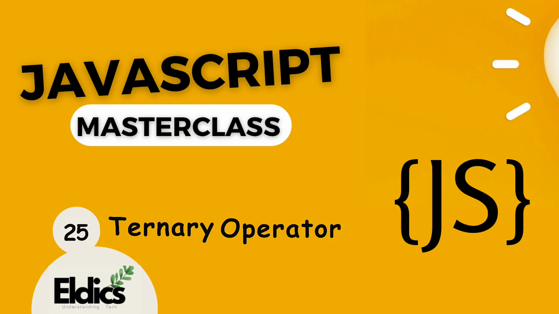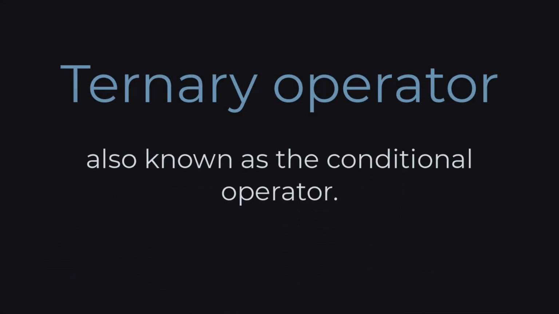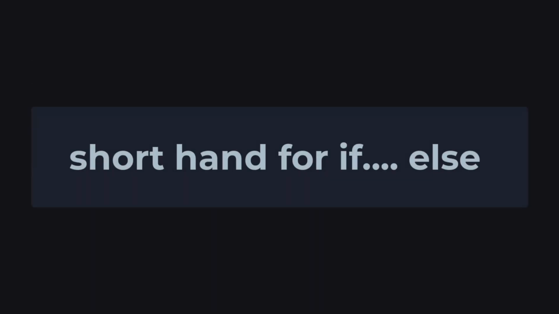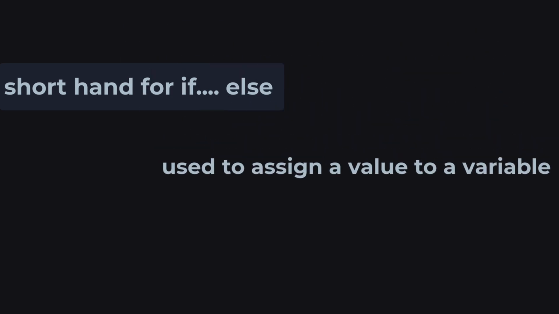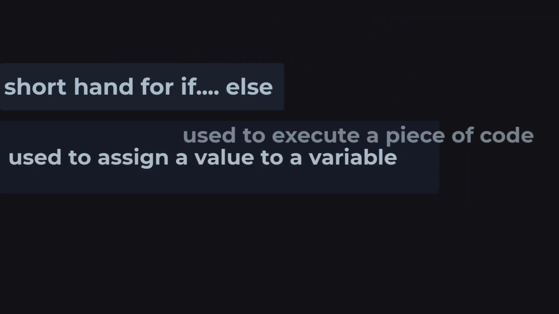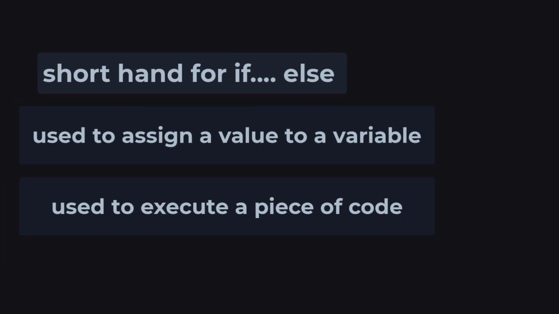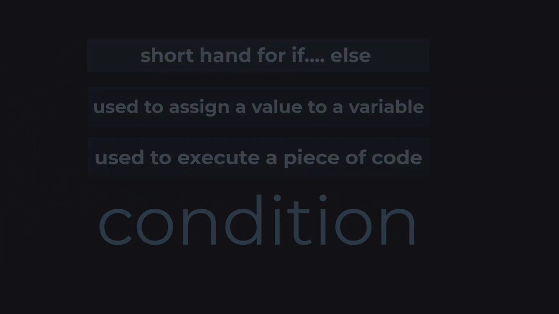operator in JavaScript. The ternary operator is also known as the conditional operator, and it is a shorthand way of writing the if-else statement in JavaScript. The ternary operator can also be used to assign a value to a variable, and it can also be used to execute a piece of code, all based on a condition.